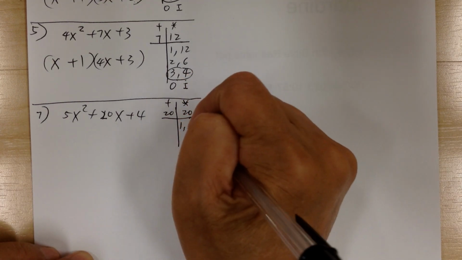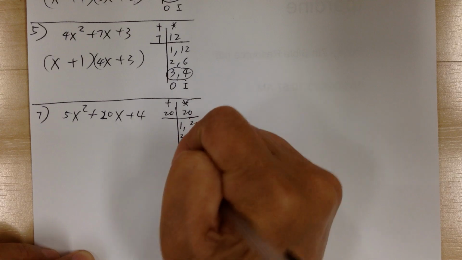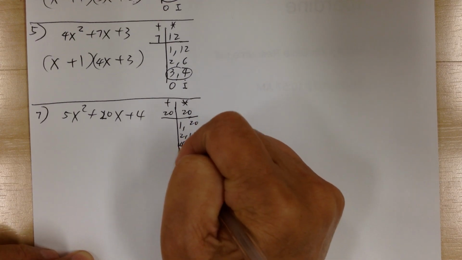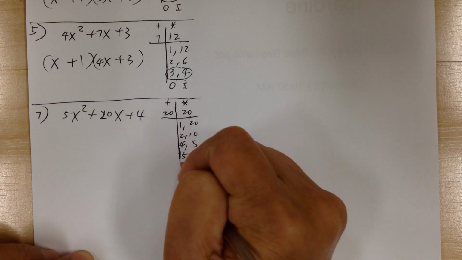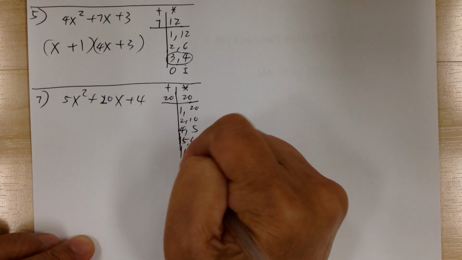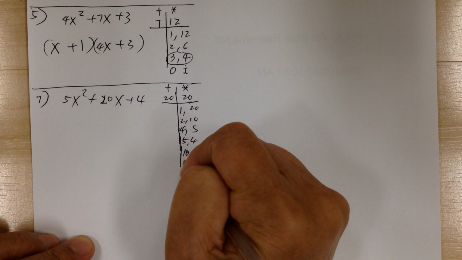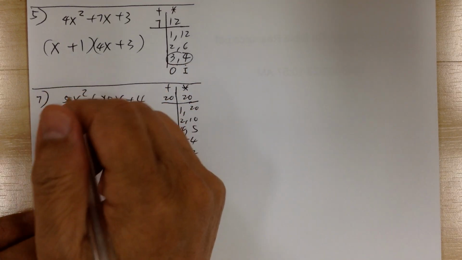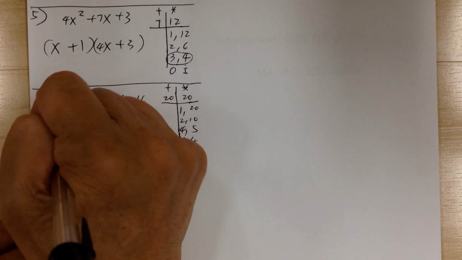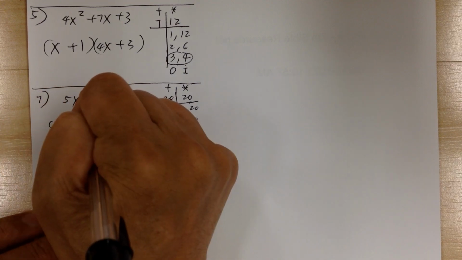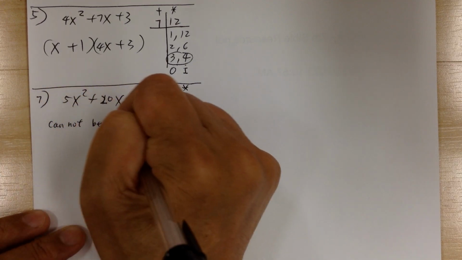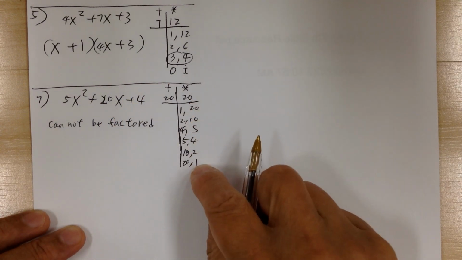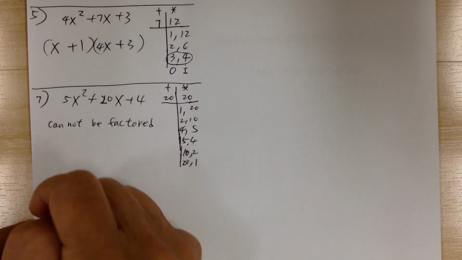You go 1 comma 20, 2 comma 10, 4 comma 5, and after that just reverse. So you go 5 comma 4 and 10 comma 2 and 20 comma 1. So none of this is going to give you 20. So in this case, this cannot be factored. Okay, so if you go through the entire list, if not a match, then it cannot be factored.